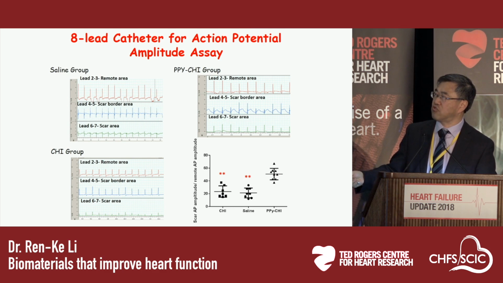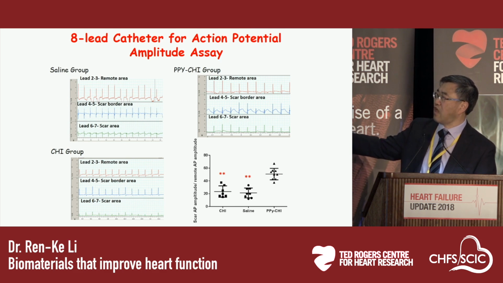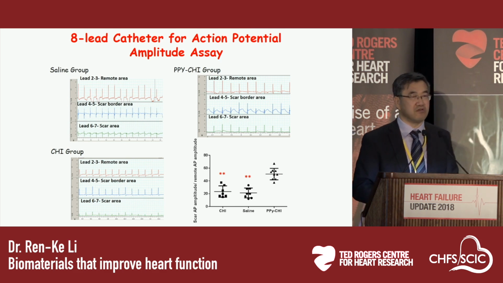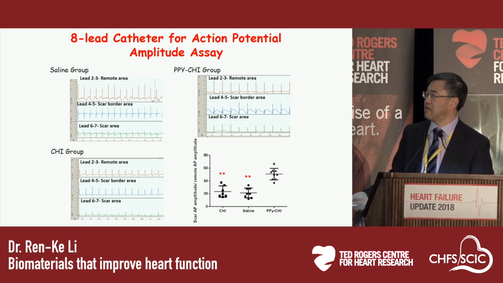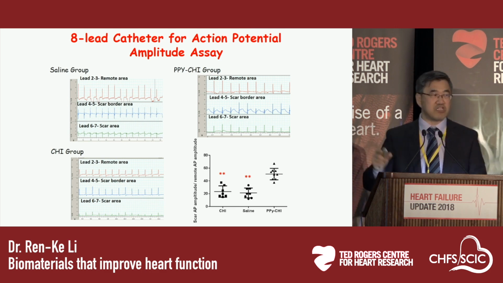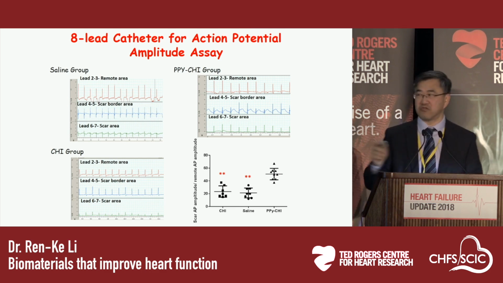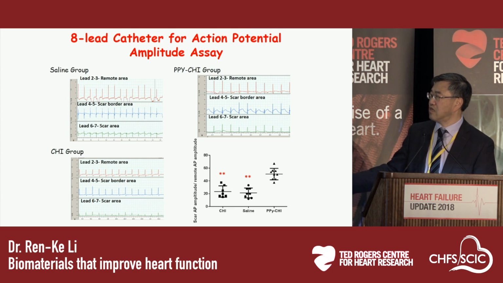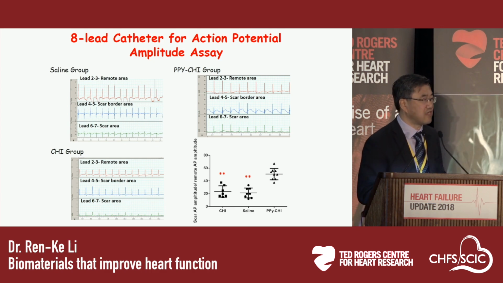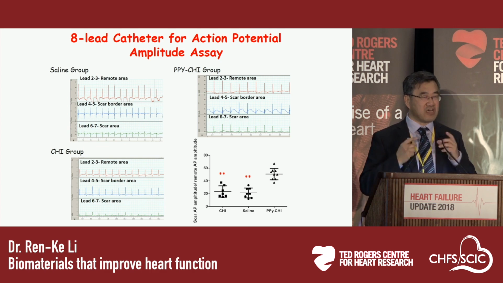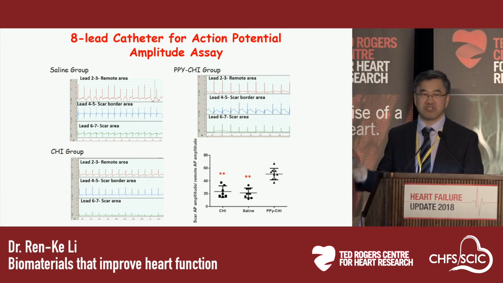We look at the control group, the normal region is normal, but the infarct region has very low voltage. When we look at the material control group, they show similar results. But when we put the 2 leads at the scar area with the conductive biomaterial, the voltage is pretty high. We use the normal region as a denominator, calculate the ratio, and we find that the scar tissue with a conductive biomaterial has a higher action potential compared with the untreated group.